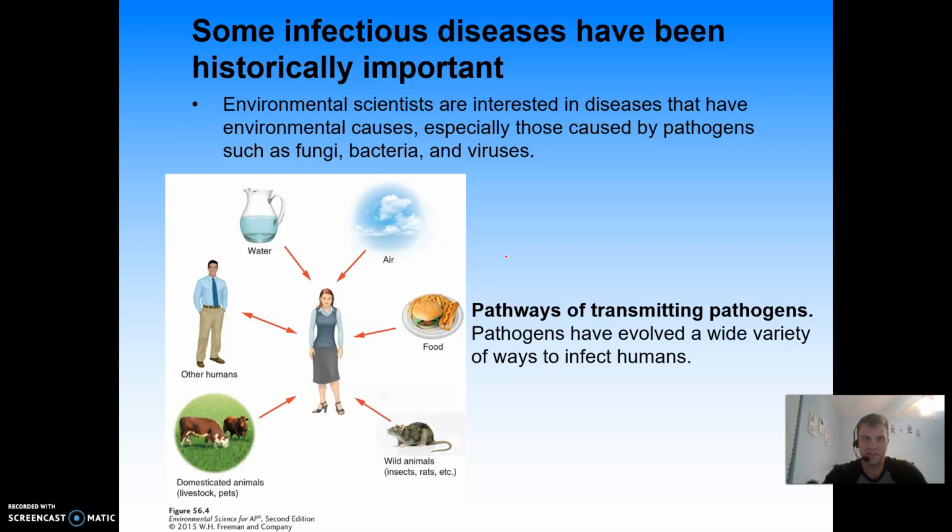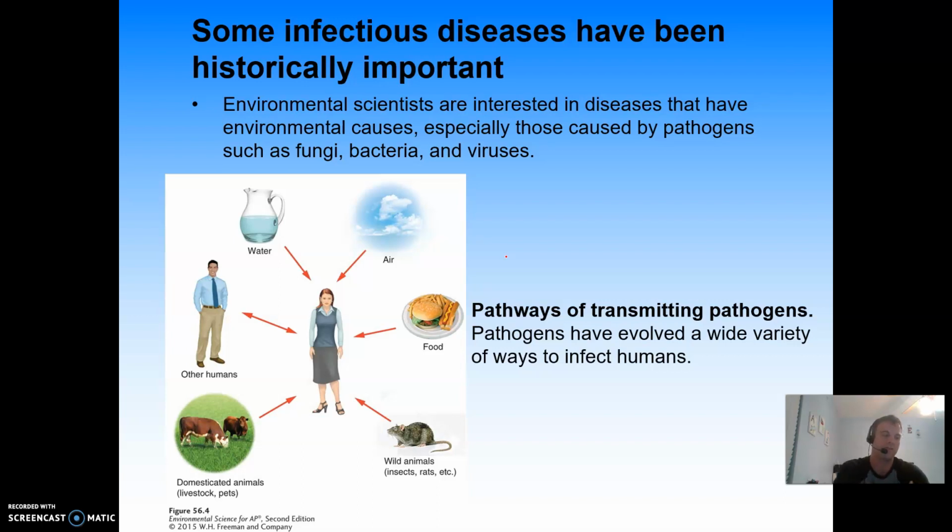Some infectious diseases have been historically important. A lot of environmental scientists are interested in diseases that have environmental causes. So what are some things caused by actual things that are out in the environment? Especially those caused by pathogens like fungi, bacteria, and viruses. So the pathways of transmitting the pathogens: do they just transmit from other humans, or can they go through the air? Can they come from our food? Can it come from a wild animal like the plague? Can it come from domestic animals like livestock and pets?